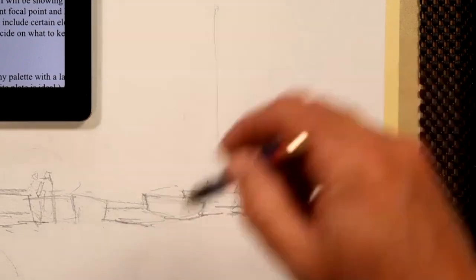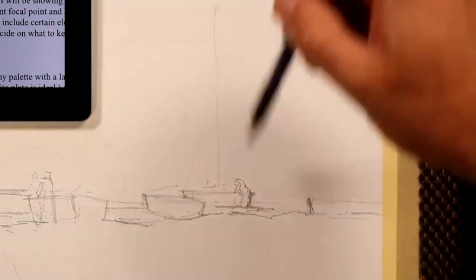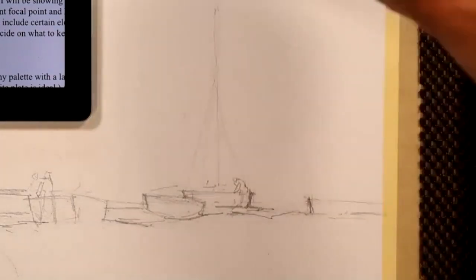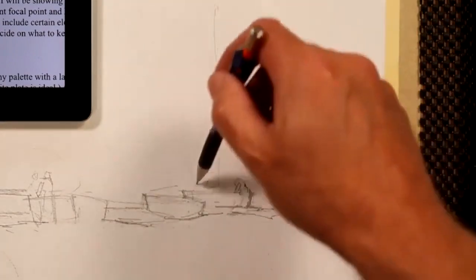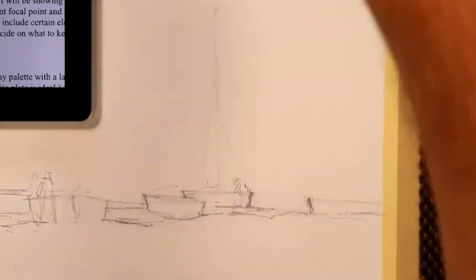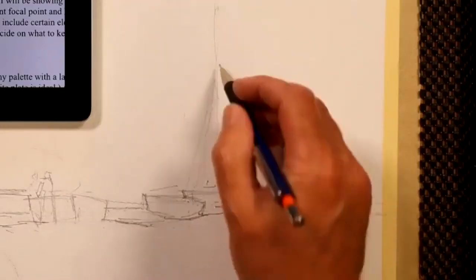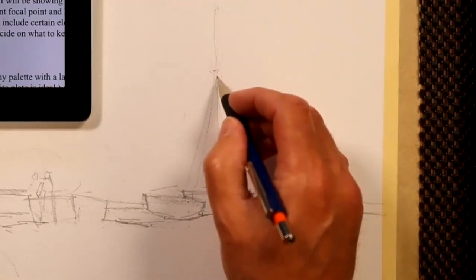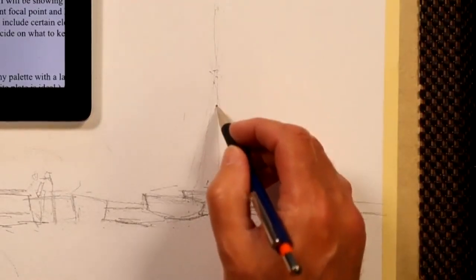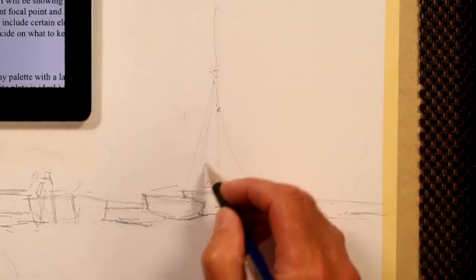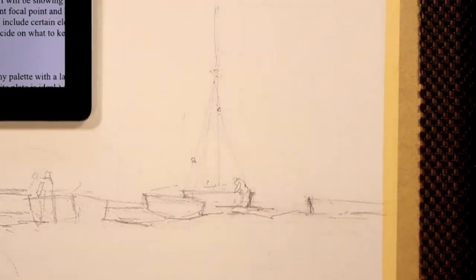And then the rigging really is a simple thing. You just very lightly draw a line, something like this. And the paraphernalia, the block and tackle, the pulleys, whatever that system is, you just dot that with paint later.